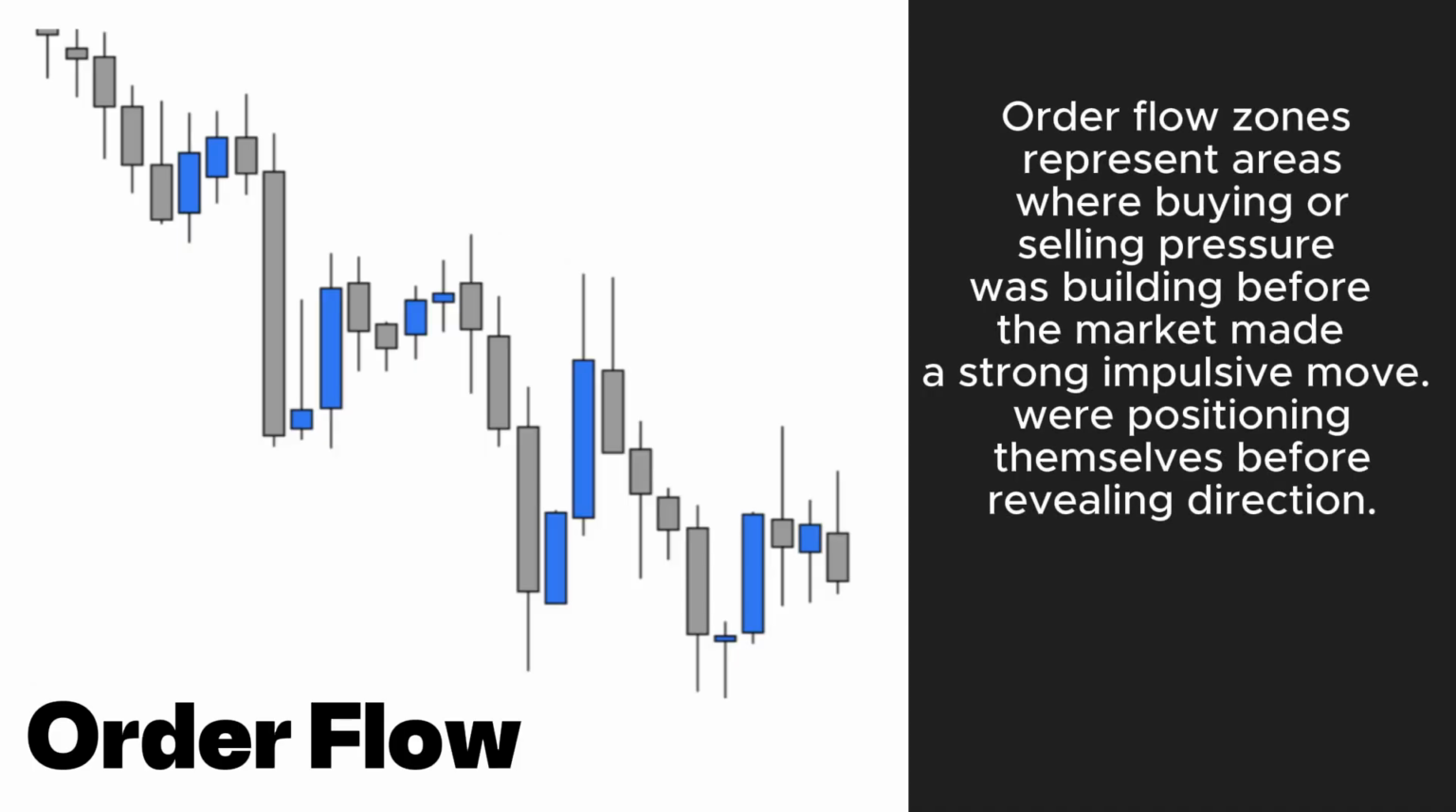Order flow represents areas where buying or selling pressure was building up before the market made a strong impulsive move. In simple terms, it's where the institutions were positioning themselves before revealing direction.